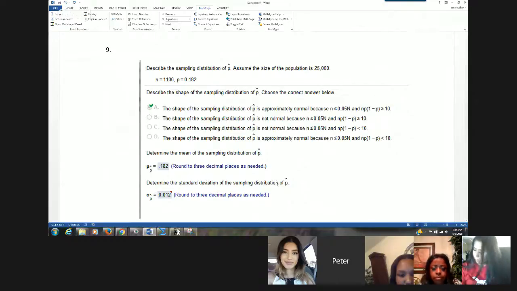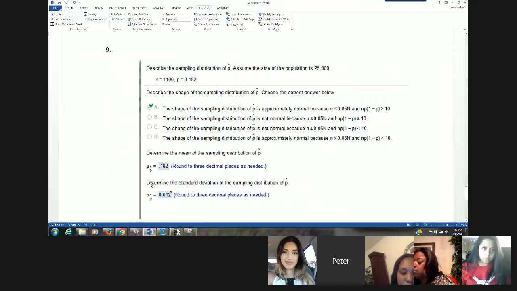Number 9, describe the sampling distribution of p hat. Assume the sample size is 25,000. Our sample has 1,100 people in it, and the probability of success is 0.182. So, in other words, in the population, the probability of it being successful is 0.182. So that should match the sampling distribution, which is down here.